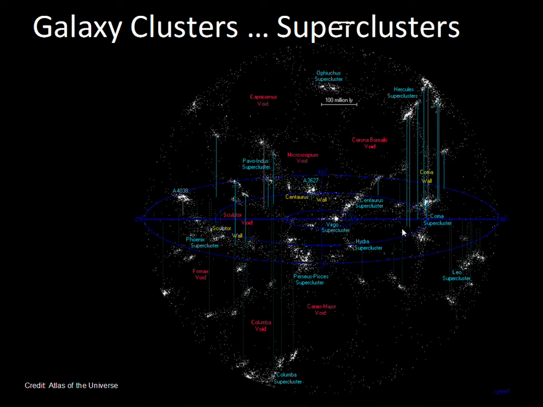We have our local group with the Milky Way and Andromeda dominating the local group of roughly 50 galaxies. It's kind of a poor cluster of galaxies. On the order of 50 or less would be a poor cluster. And we have these rich clusters like the Coma supercluster, where we get thousands of galaxies involved with that situation.